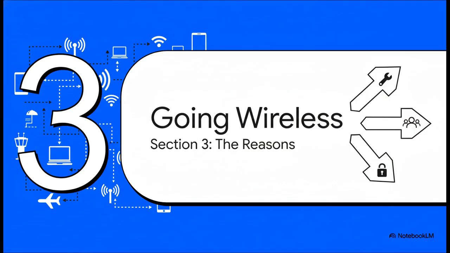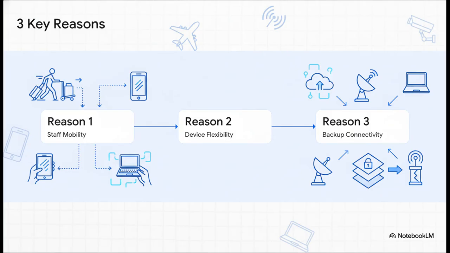Awesome. Now for the second half of the question. Section 3. The reasons for going wireless. This bit is worth 3 marks. So you guessed it, we need 3 clear reasons why an airport would want Wi-Fi. According to the mark scheme, the 3 big reasons for having wireless in an airport are staff mobility, device flexibility, and finally, backup connectivity. Let's dig into each one of these.